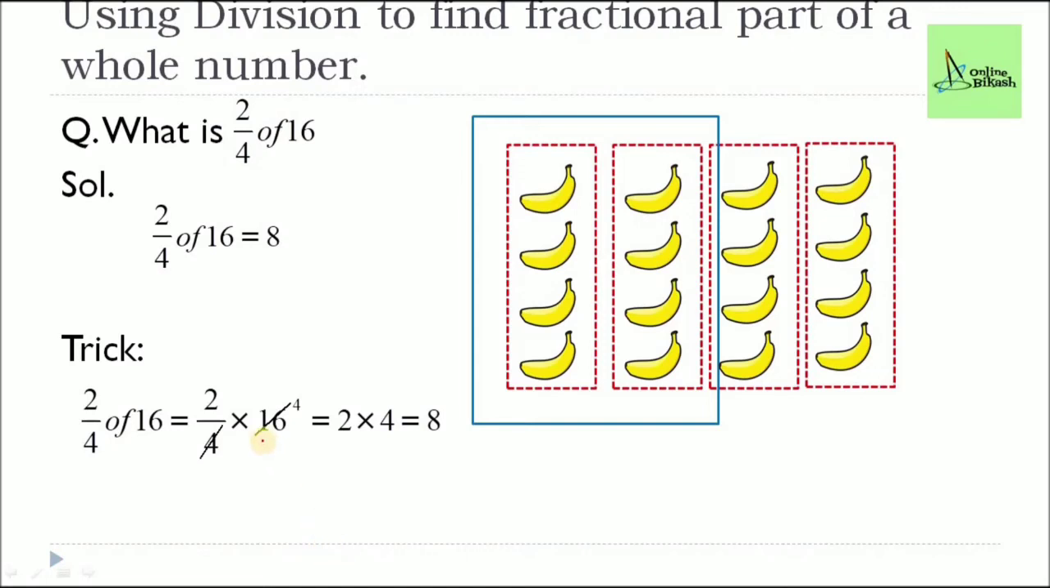Then 16. This 16 is this 16. Yes or no? Now we will try to divide this 16 by this 4, and you will say 4 4s are 16. So that is the small 4. Okay, 4 4s are 16, because now what are you left with? 2 into 4, and 2 into 4 is what? 8. So this is the way to do this.